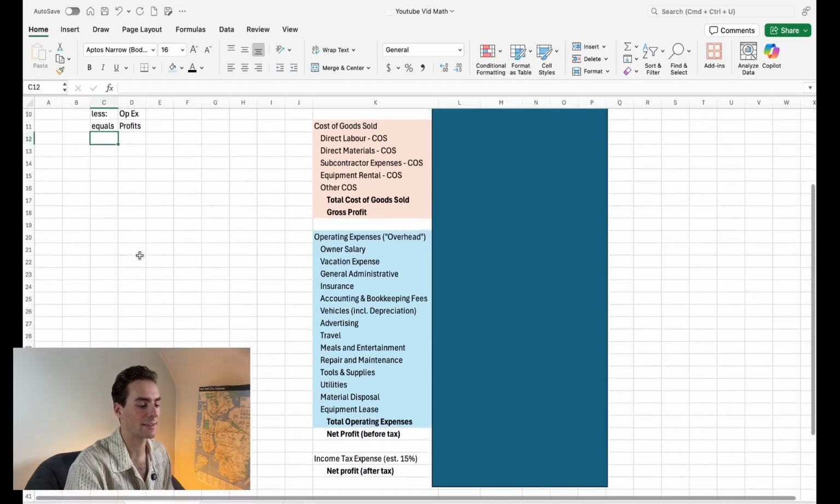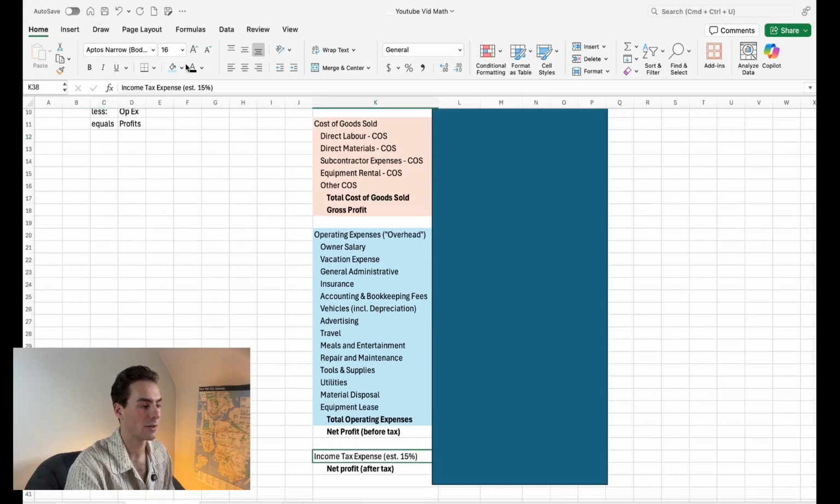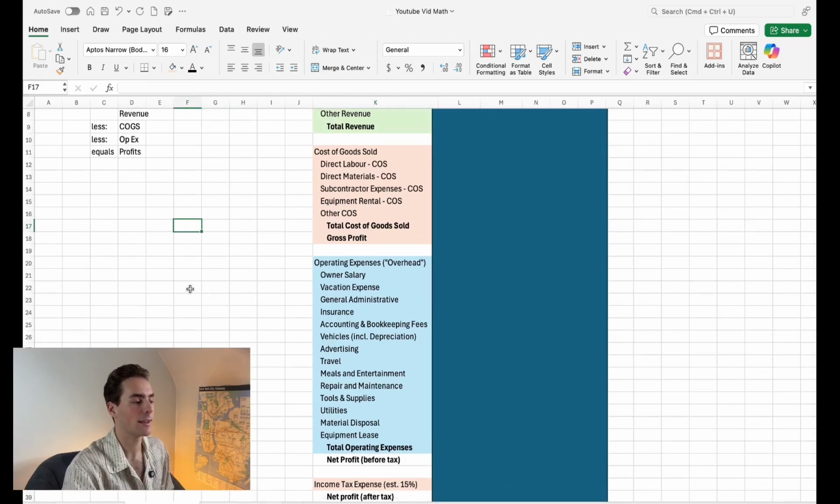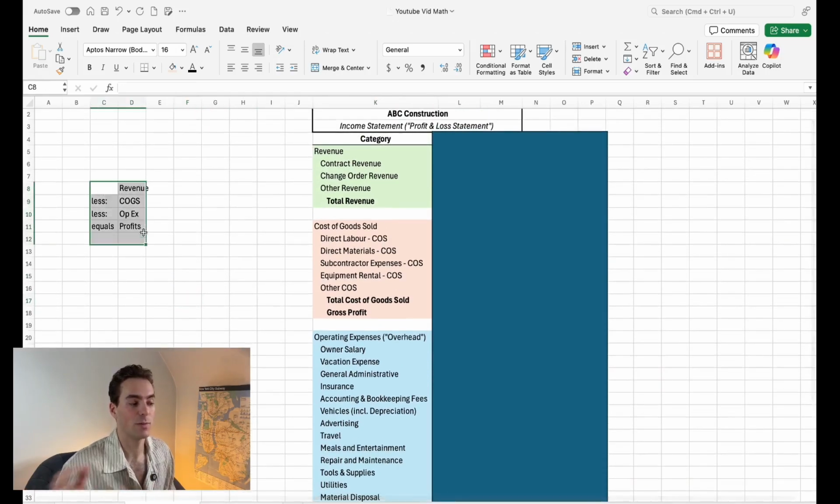Obviously, you can include tax into the equation here. You have your tax, which is subtracted from your before tax profit to get your after tax profit. But for now, let's keep it with this simple formula. Revenue minus expenses equals profit.